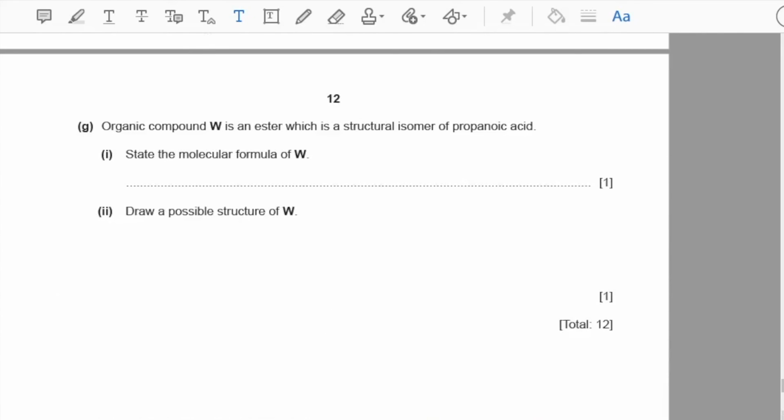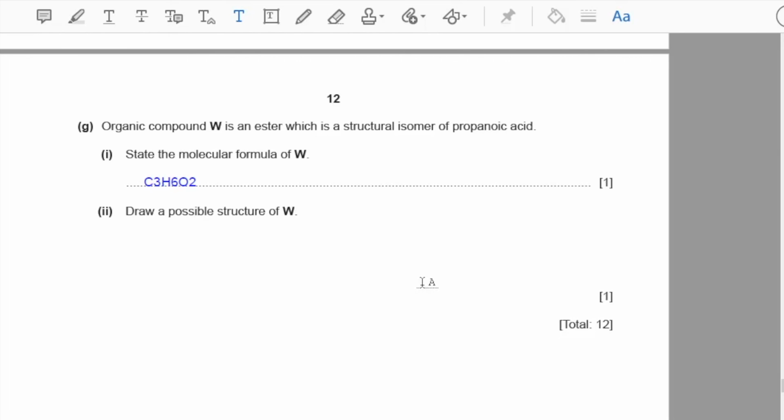Part G, organic compound W is an ester, which is a structural isomer of propanoic acid. Part 1, state the molecular formula of W. Structural isomer means they share the same number of carbon, hydrogen and oxygen atoms. So propanoic acid has 3 carbon atoms, 6 hydrogen atoms, and 2 oxygen atoms. Part 2, draw a possible structure of W. So W and propanoic acid both have C3H6O2, so you have to have an ester with 3 carbon atoms, 6 hydrogen atoms, and 2 oxygen atoms.